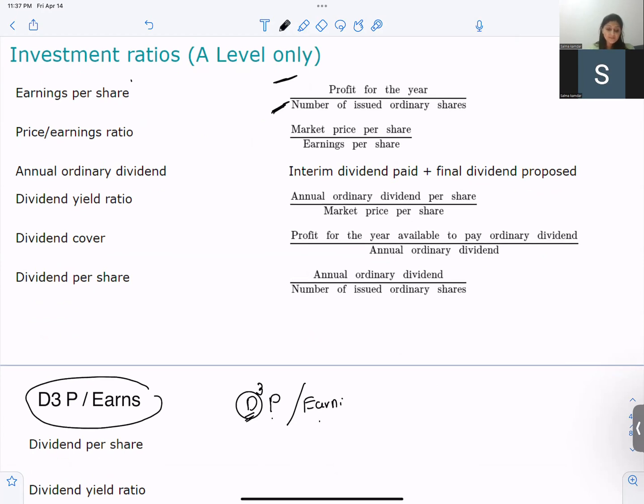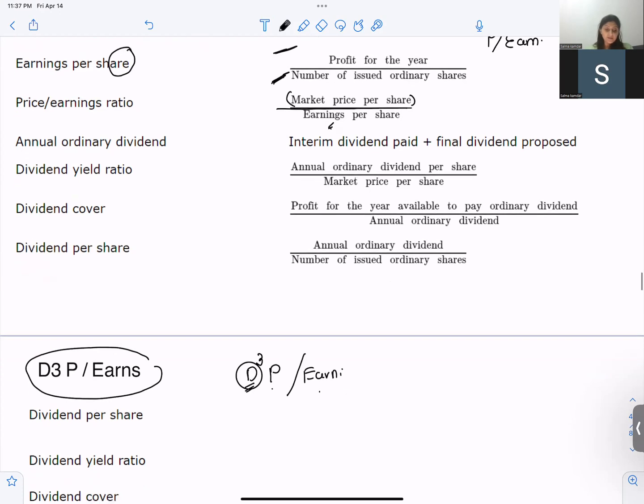Okay, once you get this earning per share, you will find your price earning ratio. That means your market price per share, when you divide it by the earning per share, you will get your price earning ratio. Now, your three dividend ratios.